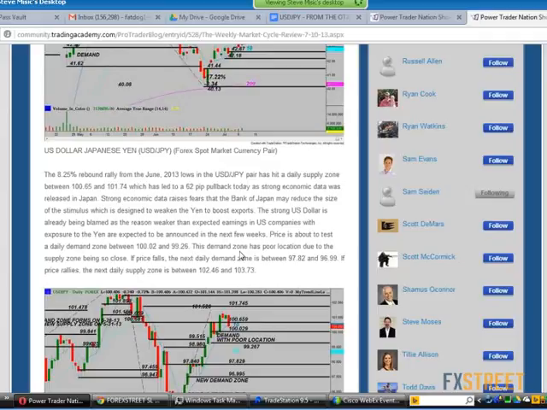Price is about to test the daily demand zone between 100 and 99.26. And I put on there, this demand zone has poor location due to the supply zone being so close. And if price fell through that demand zone, then the next demand zone would be between 97.82 and 99.69. Price rallies, the next daily supply zone was between 102.46 and 103.73.